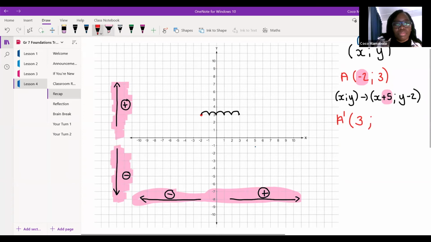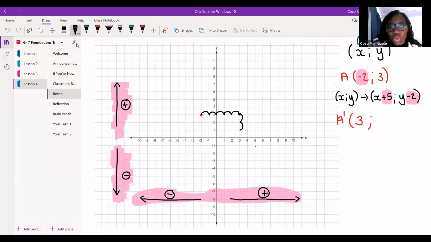And then my Y says I need to - 2. Am I going up or am I going down, guys? Well done, Roland and Mivuyo and Bukhale and Keisha. Excellent. We're moving down. How many times am I moving down, guys? How many times? Well done, Mas Chaba. We're moving 2 times down. So I'm going to go 1, 2.